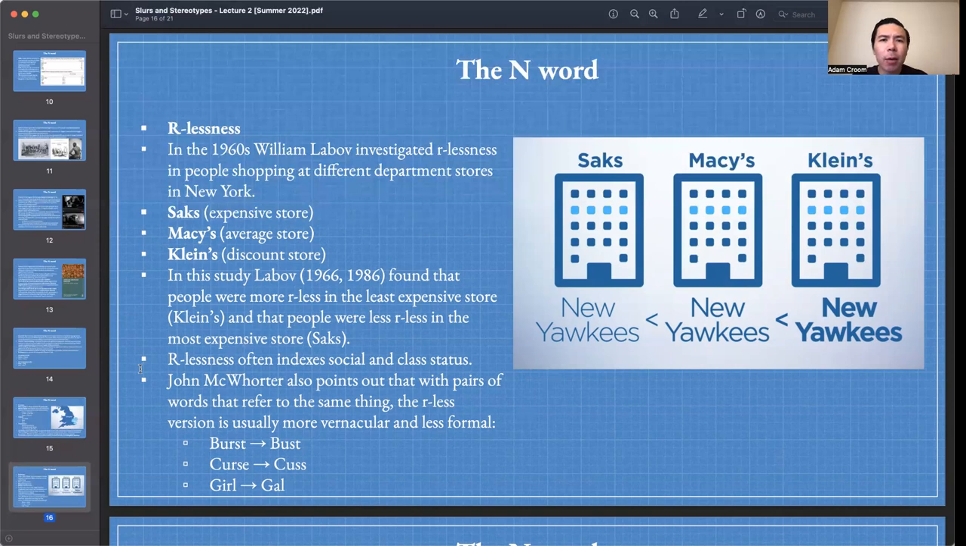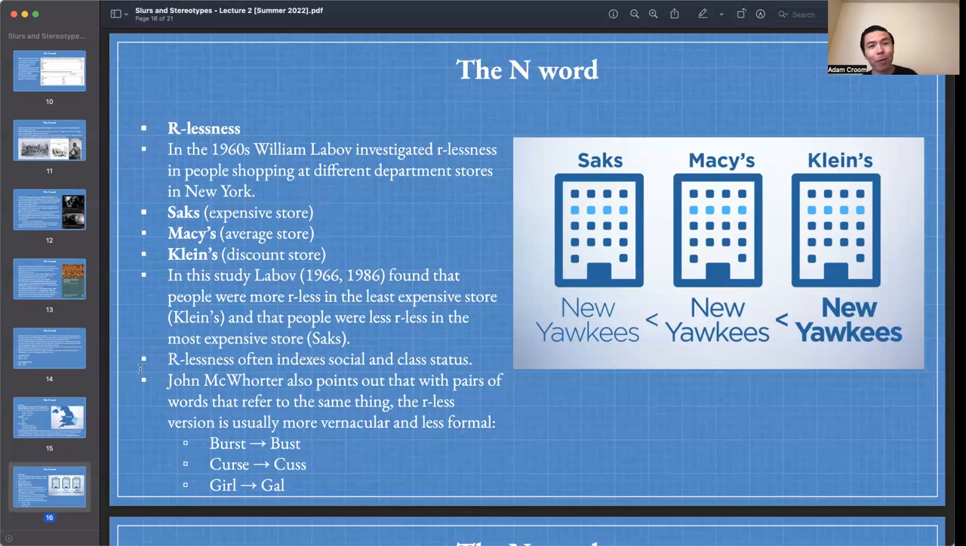So basically, first, Labov went to the fourth floor in these different stores. And imagine that there's shoes on the fourth floor. Then he would ask people, where are the shoes? And then the people would have to say, they're on the fourth floor. Right. And then Labov would annotate, or have students annotate, whether they pronounced fourth floor with an R, or without the R, R-less.